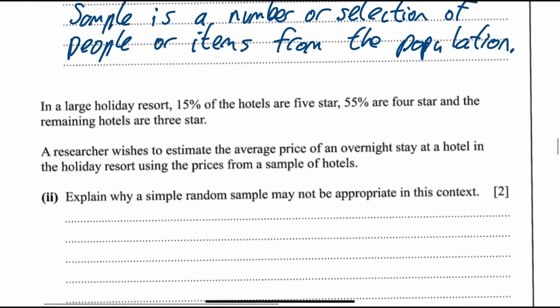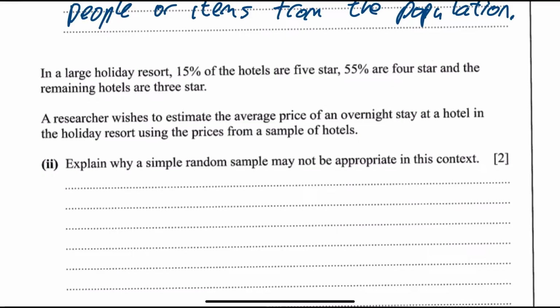Next one. In a large holiday resort, 15% of the hotels are 5-star, 55% are 4-star, and the remaining hotels are 3-star. A researcher wishes to estimate the average price of an overnight stay in a hotel in a holiday resort using the prices from a sample of hotels. Explain why a simple random sample may not be appropriate.